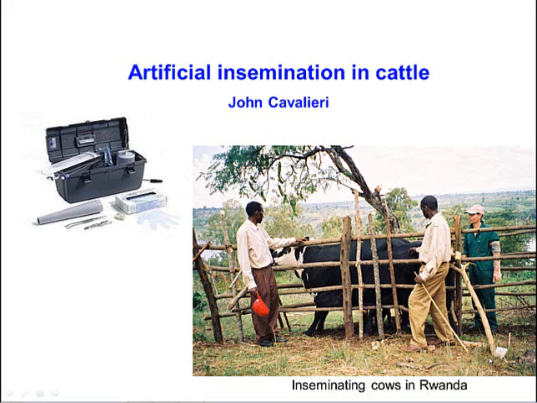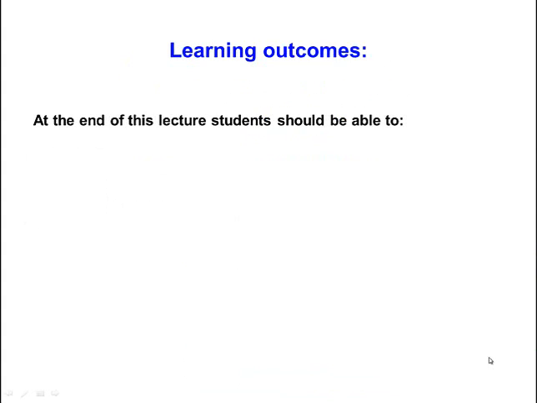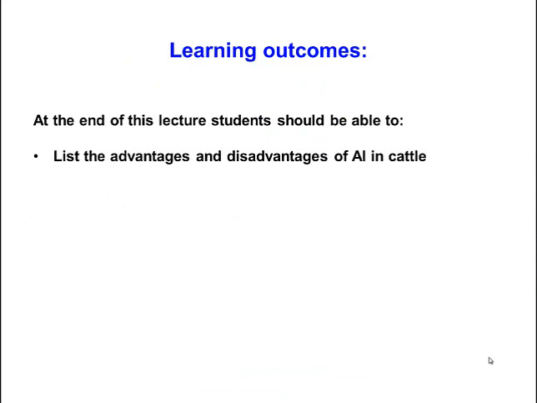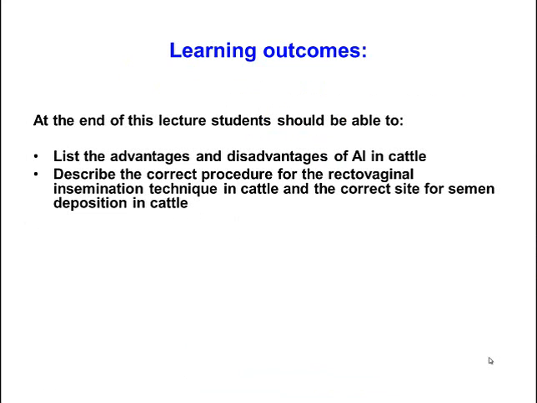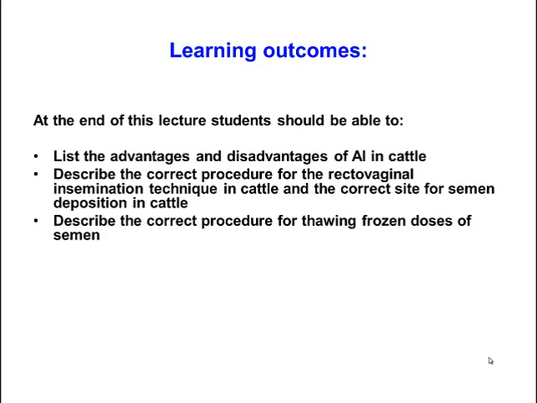This lecture is about artificial insemination in cattle. The learning goals for this lecture are that by the end of it you should be able to list the advantages and disadvantages of AI in cattle, describe the correct procedure for the rectovaginal insemination technique in cattle, and the correct site for deposition of semen in cattle.